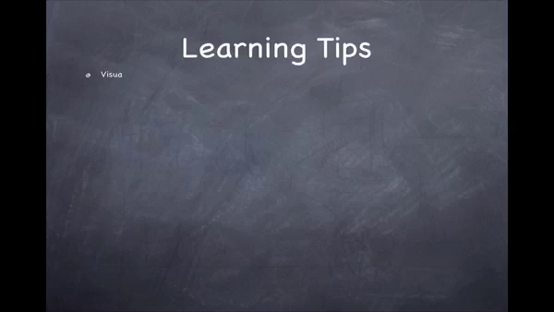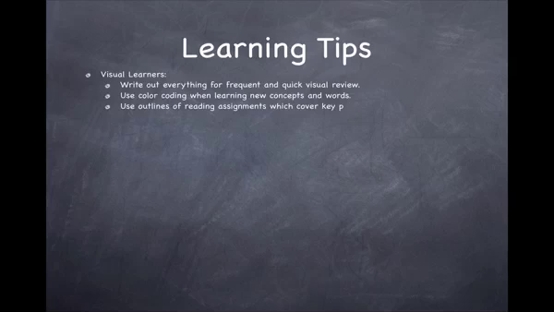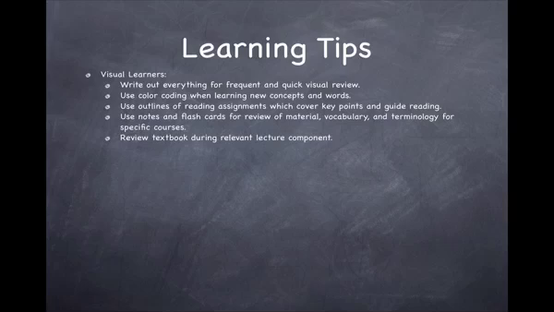All right, let me mention some tips here. I'm just going to go through these real quickly. Visual learners need to write out things. Use color coding. Use outlines. Use flashcards and notes. Review the textbook again and again. Again, they're visual. They need to see it. Color code it. Just highlight, circle, star, asterisk, whatever you need to do. Visual learners need to see it.